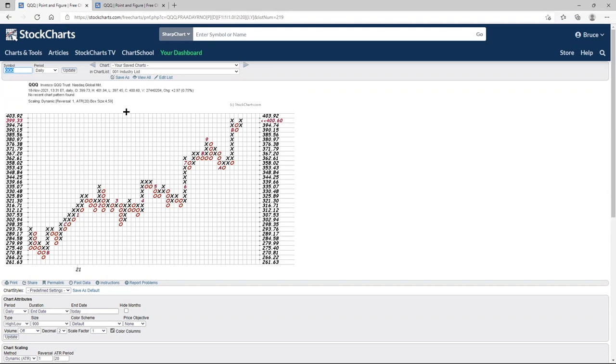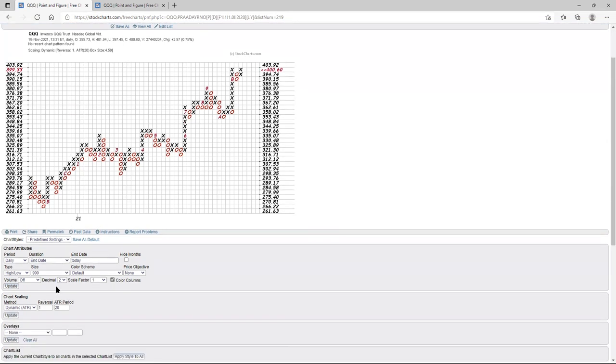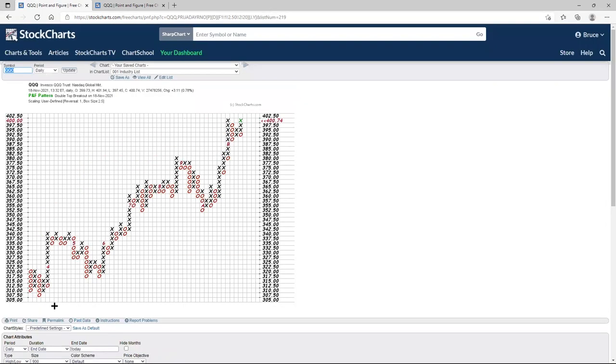And so what happens if we go from ATR scaling, it says it wants to be 4.59. We go to user defined here, see the box size. And let's say we want to change it to 250. Now we're going to get a lot more detail. We're going to see a lot more. Oh, and we're not going to see nearly as much information.